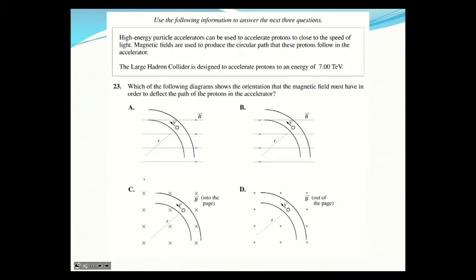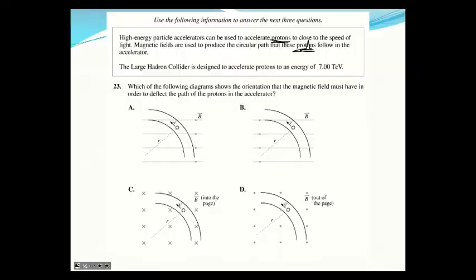Okay, in 23, which of the following diagrams shows the orientation the magnetic field must have in order to deflect the particles. Okay, so we need to know what type of particle it is, and it's saying that it's protons. So you have to be really careful with this one, and you have to use your right hand. That's the biggest mistake that people are going to make.